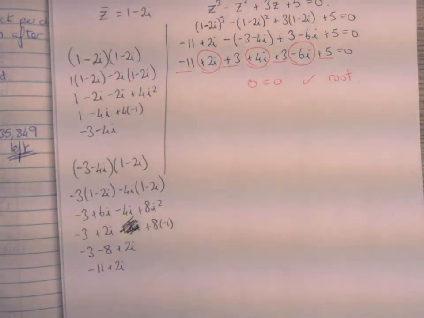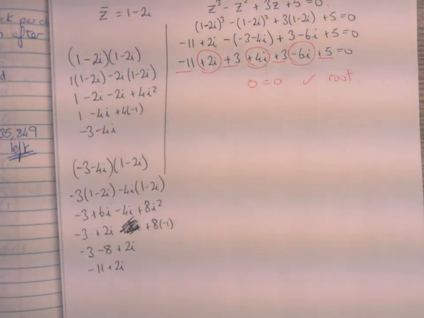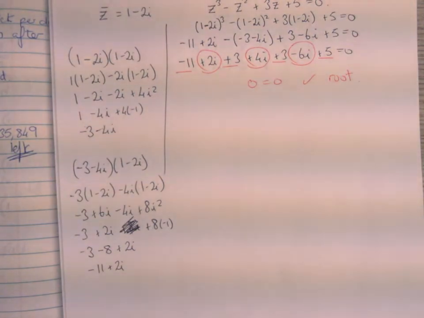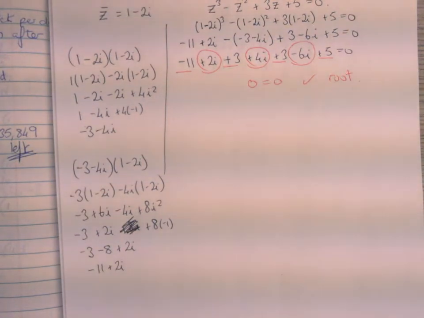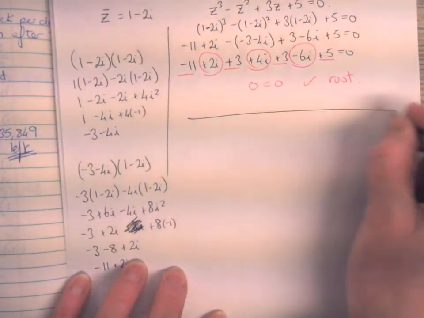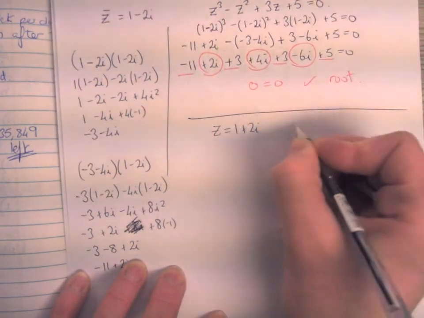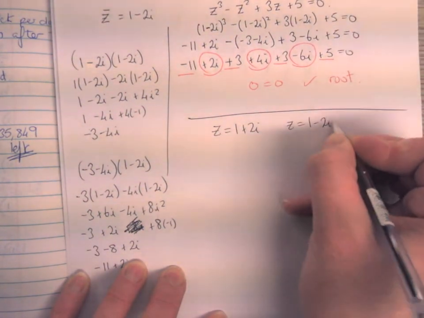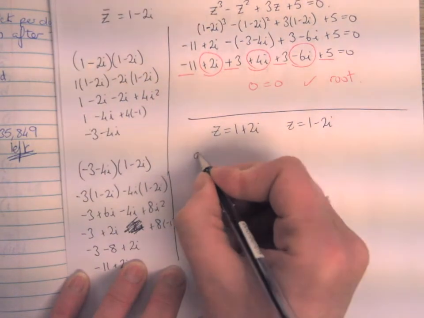If we have a cubic and we're given one root or 2 roots, how do we find the other root? Can you remember just from algebra? Long division, excellent. So we have the 2 roots: z equals 1 plus 2i and z equals 1 minus 2i. We can divide by the quadratic, so let's make the quadratic.